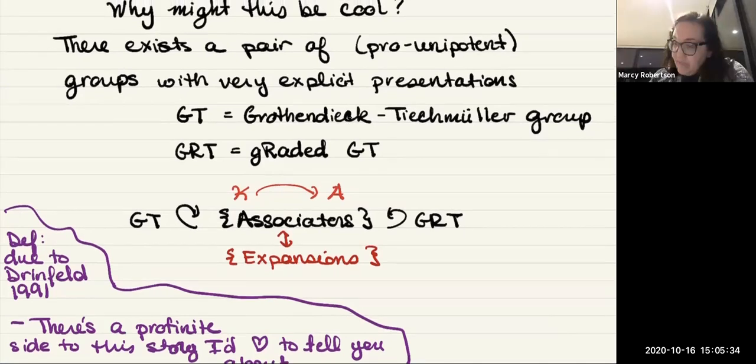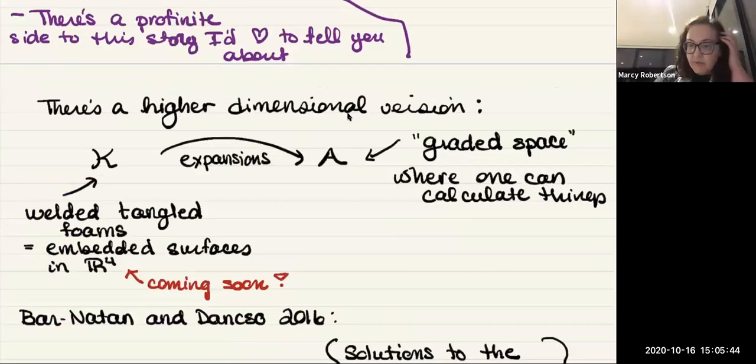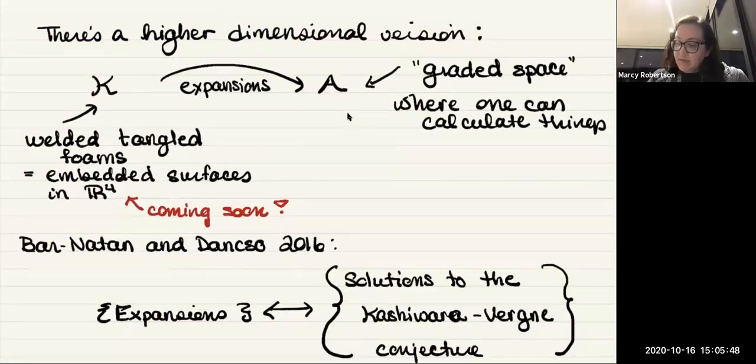And our focus today is, we're going to talk about a higher dimensional version of this. Some of you might have even seen either Juji or Jor talk about this. It's been around since 2016, but let's say that our knotted objects now are something very specific called welded tangled foams. So these are embedded surfaces in R4. I'll give a definition in some sense. And I want to look at expansions.